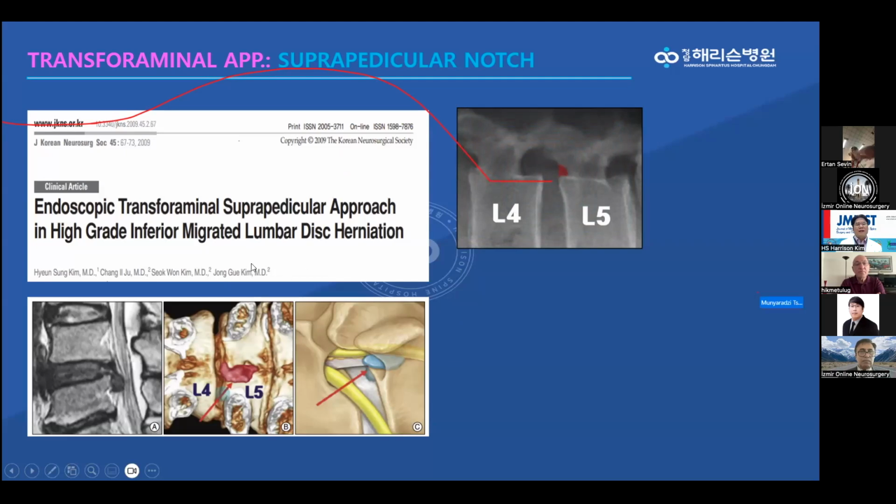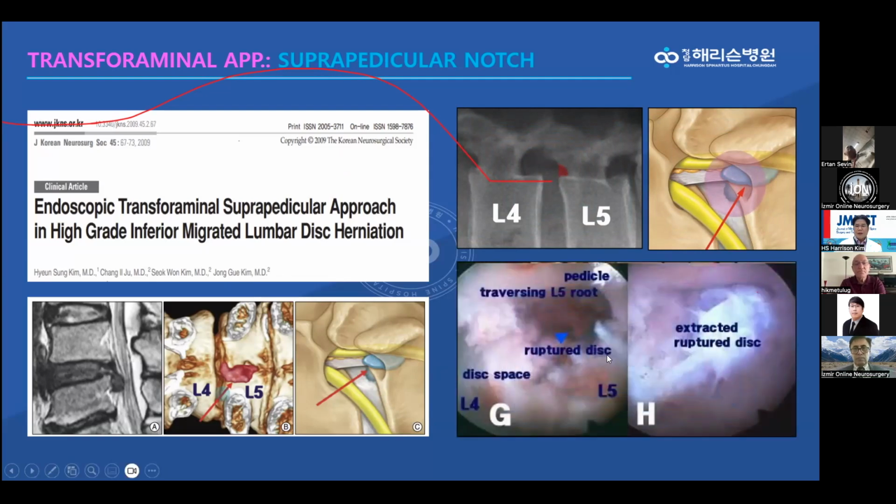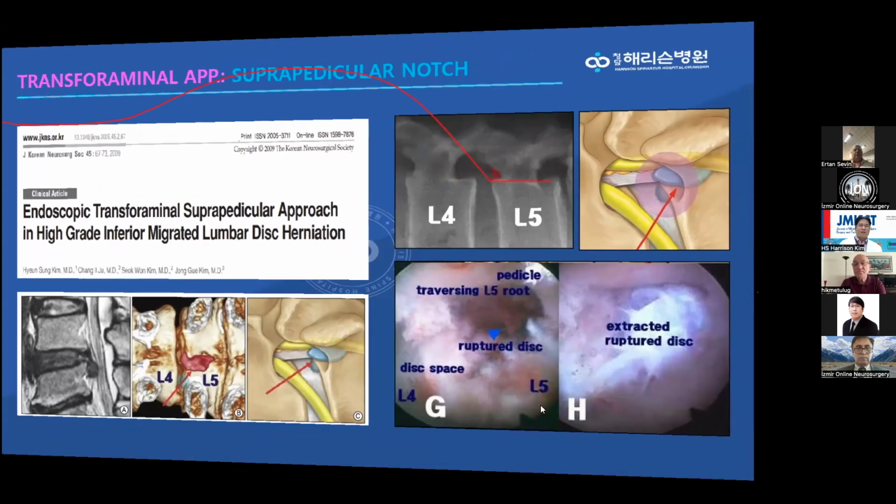in 2009 in JKNS, and you can see here is the suprapedicular notch. Exposing this suprapedicular notch is a very important surgical step for highly inferior migrated cases, and also to open the epidural space sufficiently in cases of high canal compromise. In my 2009 paper, after exposing this area, we can more sufficiently approach the highly inferior migrated cases in this way.